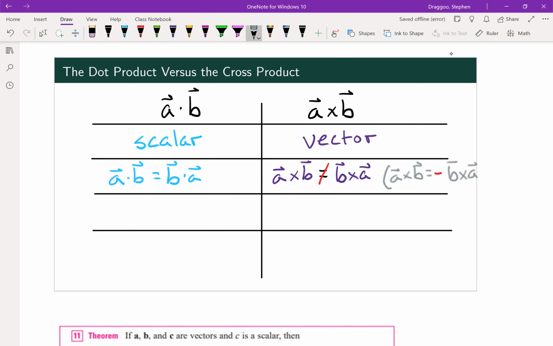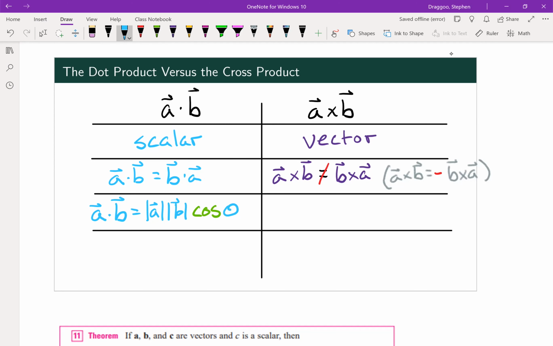Don't forget our hats because they're vectors. Another fancy thing is that if we take the dot product of A and B, we get the magnitudes of our two vectors times the cosine of theta.